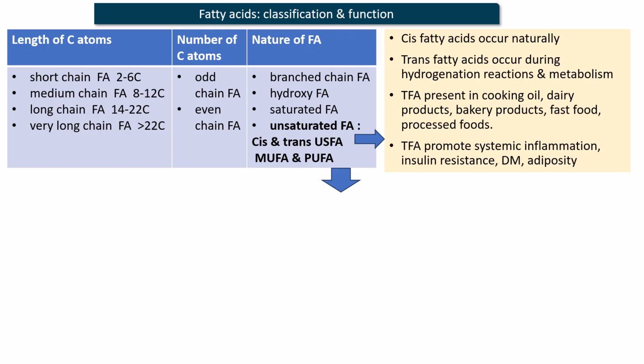Cis fatty acids are those fatty acids where the hydrogen atoms are placed on the same side of the double bond, and these are found naturally, whereas in trans fatty acids, the hydrogen atoms are placed on opposite sides of the double bond, and these trans fatty acids are formed during metabolic reactions in our body and during hydrogenation reactions. Now, these trans fatty acids are present in cooking oil, dairy products, bakery products, fast food and processed food, mainly to increase their shelf life.